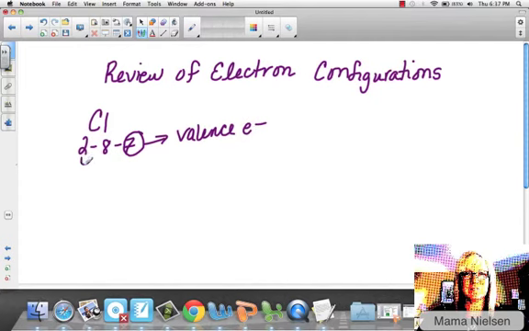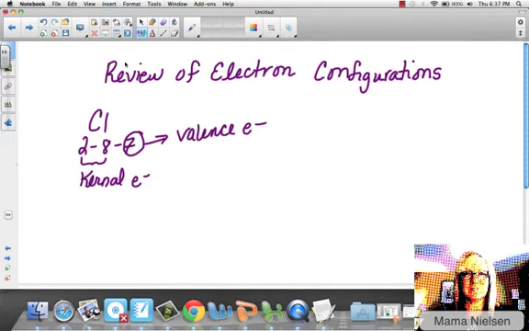And the first two combined make up what's called the kernel. So everything but the valence. So this has 7 valence electrons and 10 kernel electrons.